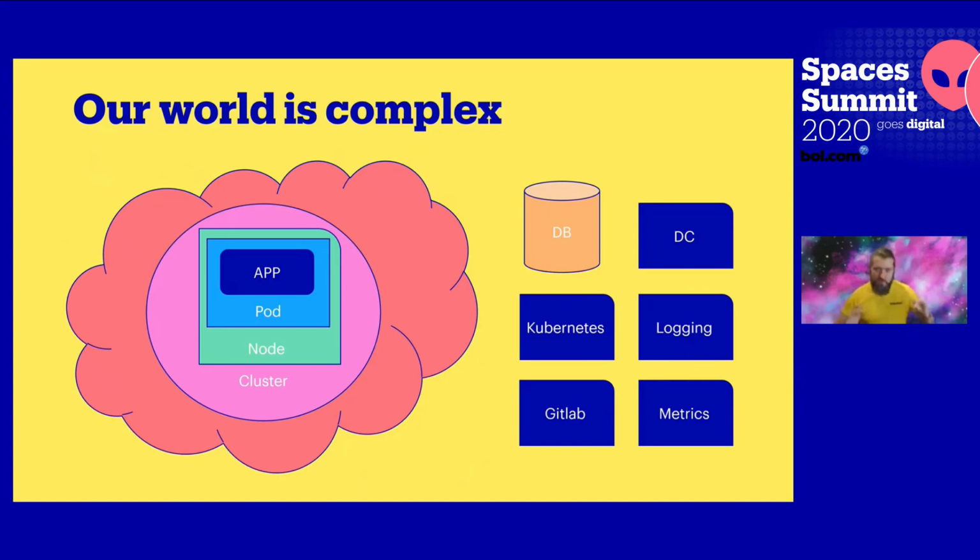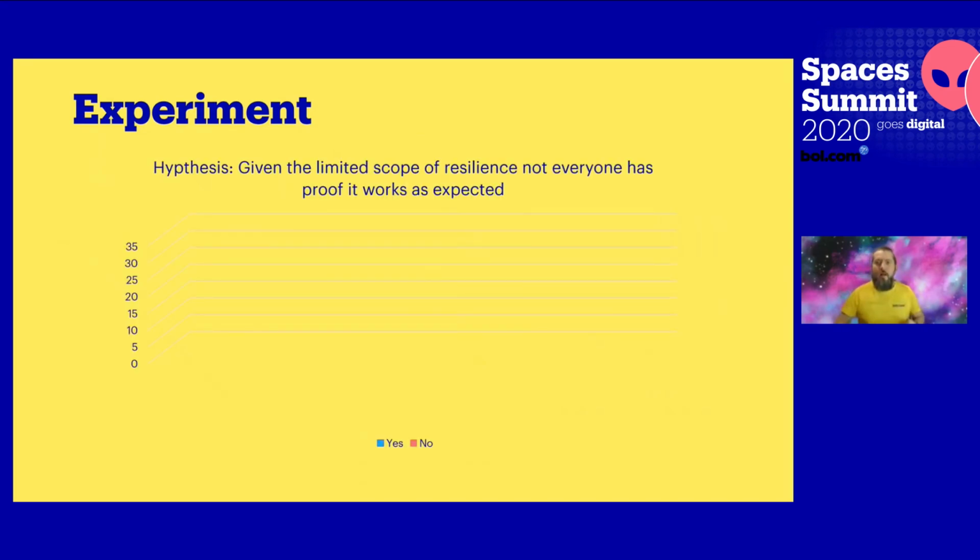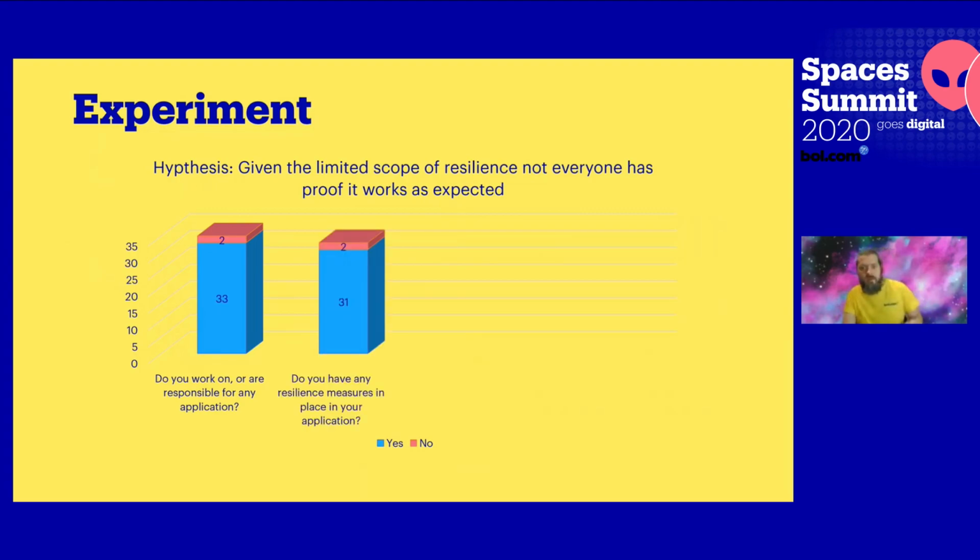So to dive into that true chaos engineering style, I made up an experiment. And since this is a recording, I already did the experiment. So my experiment, well, I had a hypothesis that given the limited scope of just resilience, not everyone has proof that it works as expected. So I sent out a questionnaire, asked people to sign up. And first, I had to sift a little bit because the questions aren't really for everyone. So first, I had to get rid of everybody who actually doesn't really work on an application. Well, lost a few people there. Then, well, of course, since I'm focusing on resilience, people had to have some resilience measures in place. So I asked them also, do you have any resilience measures in place? Well, so far so good. Still 31 people that actually apply to my set.